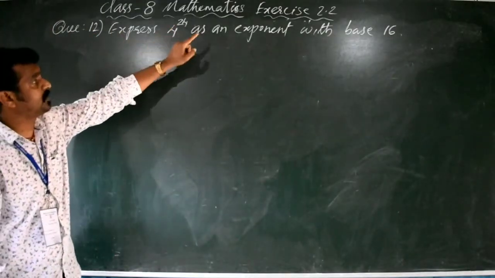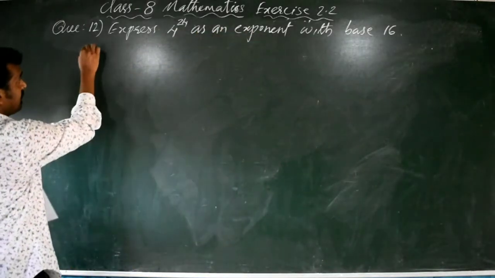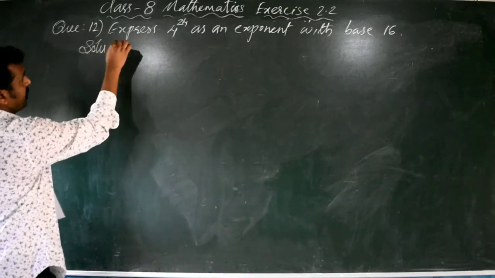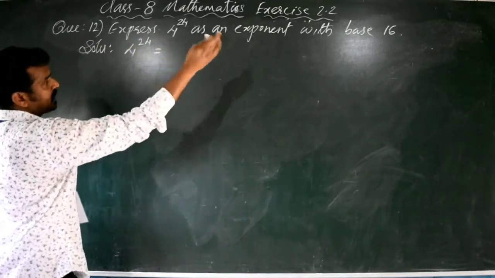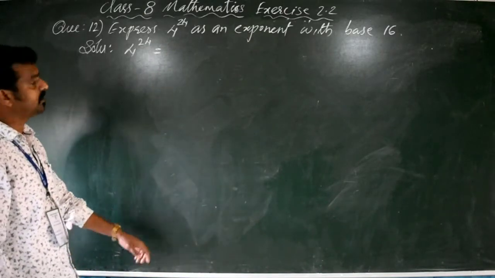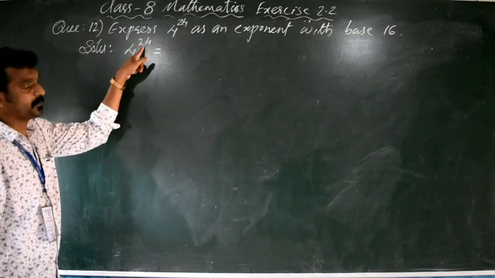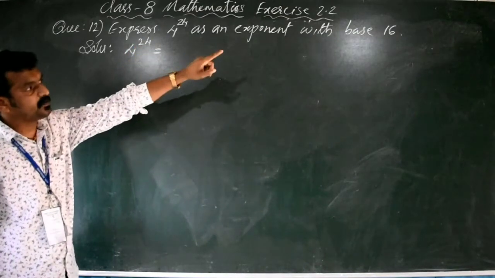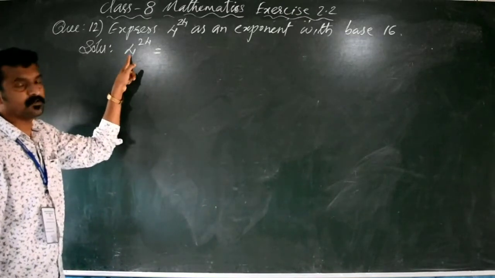Now question number 12. Express 4 raised to 24 as an exponent with base 16. Here what is the base? 4 is the base and 24 is the exponent. We have to make it an exponent with base 16. This 4 we have to make 16.